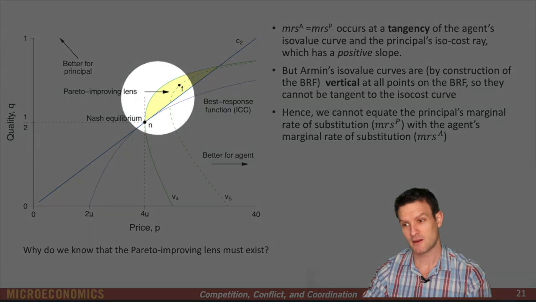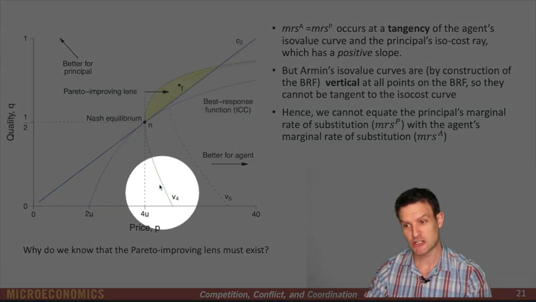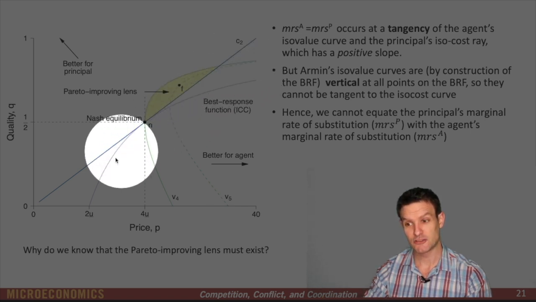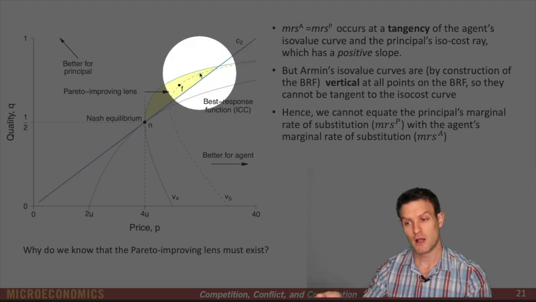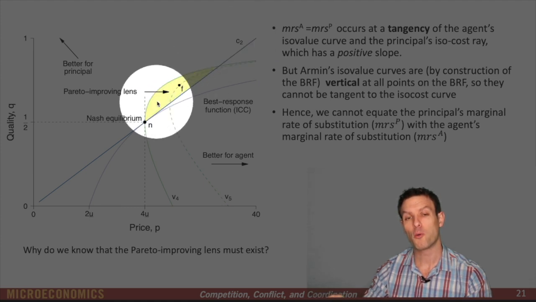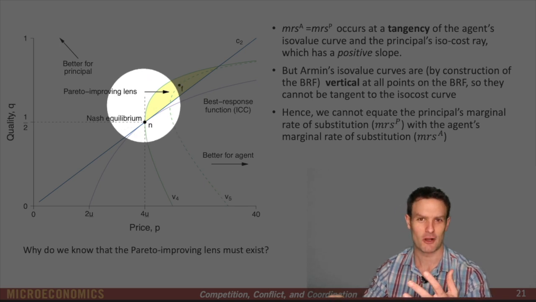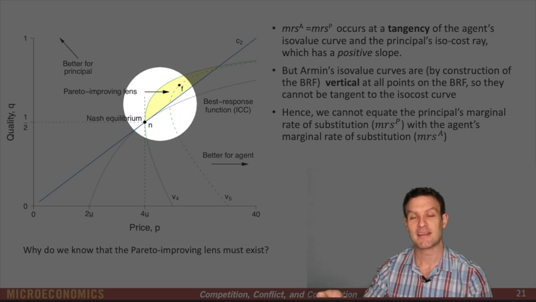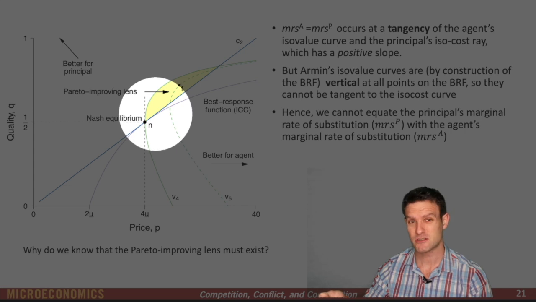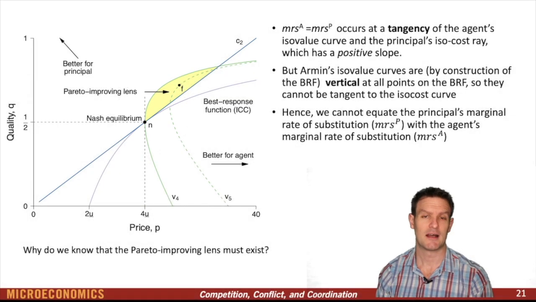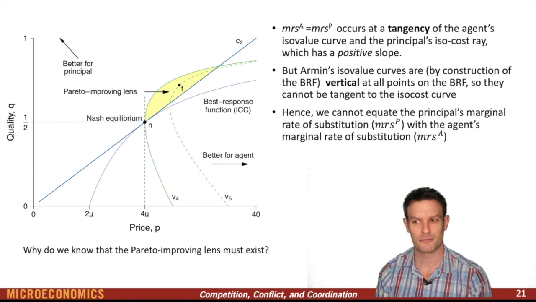So what do we have there? We've got the range between the Nash equilibrium isovalue curve V4 and the principal's isocost ray C2. The points in between those are all points where we would be either on a lower isocost ray, or a steeper isocost ray but lower costs for the principal, and a higher isovalue curve for the agent. Are those necessarily Pareto efficient? No. In order to find Pareto efficient points, we'd have to find points at which the isocost ray was tangent to a comparison isovalue curve.